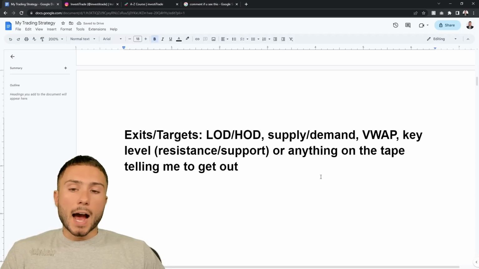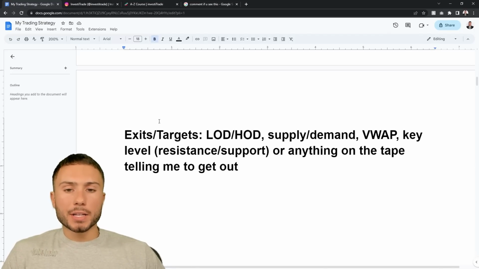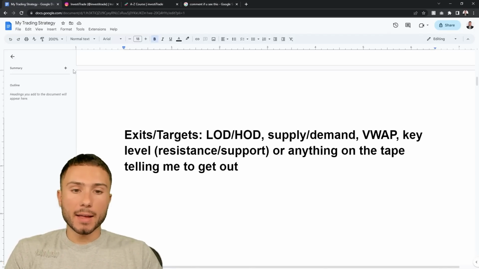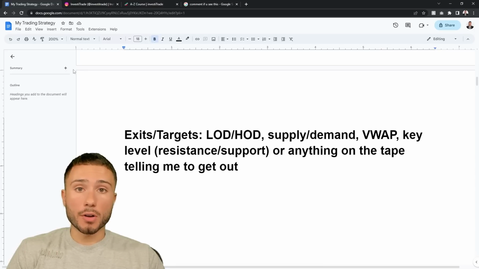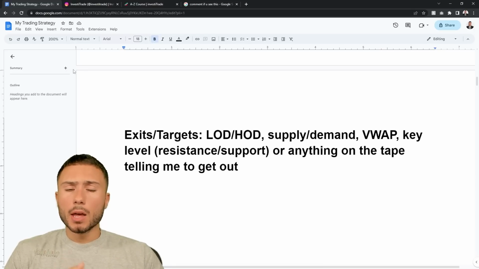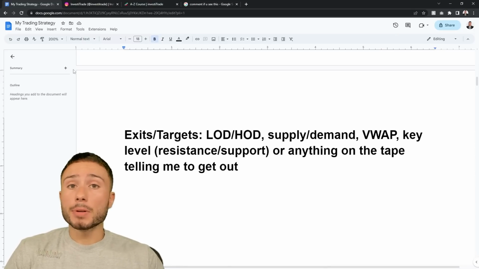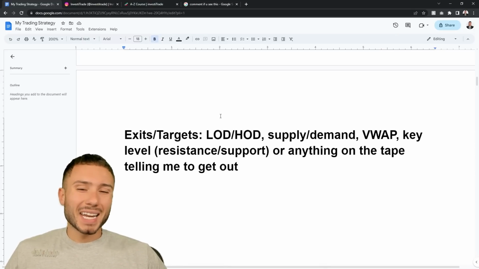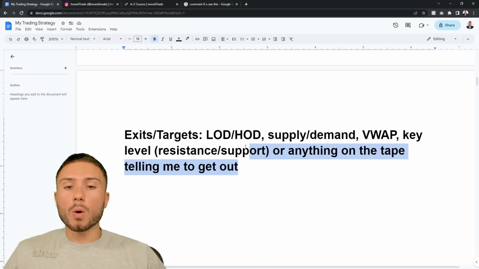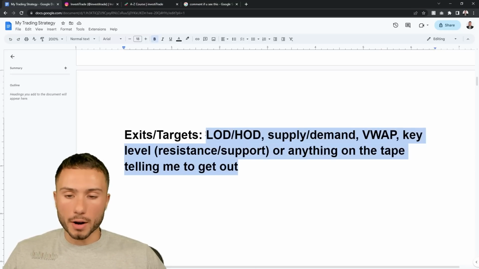Now, most of the time, my exits or my targets are either low of day, high of day. They're the next supply or demand zone, as you saw from that example, VWAP, a key level of resistance or support, or just anything on the tape that tells me, hey, Carmine, sellers are here, or hey, Carmine, buyers are here. Get out of your position when you have profits, or cut it for a really small loss. So I would say 95% of my trades all come from these exits or these targets.